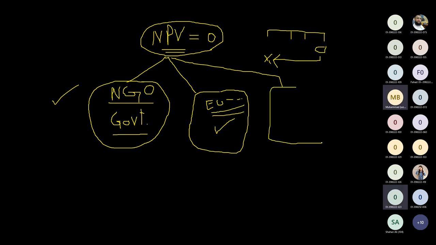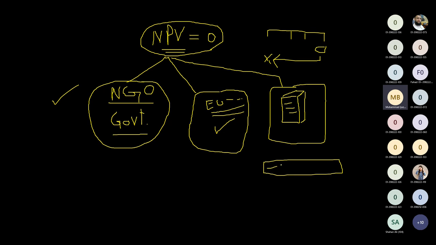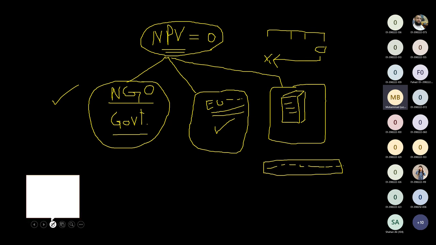Okay, another scenario in which NPV zero might be acceptable is this: let's say I have been carrying out projects of high-rise buildings so far, but now I want to enter a new market, and that is road construction projects. I have good experience of high-rise buildings, but now I wish to invest in road construction projects. However, I don't have any experience of it yet.